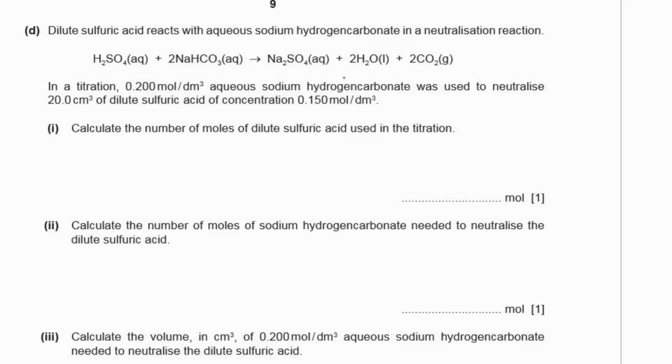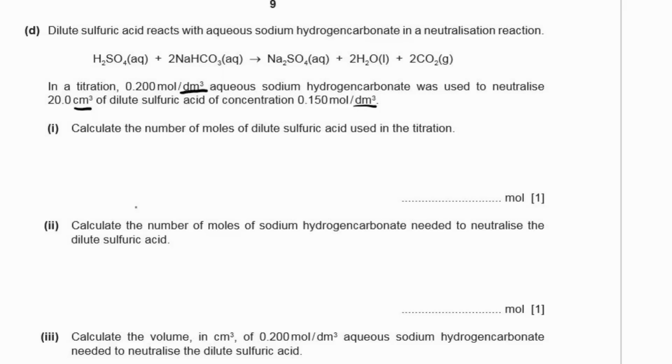Now, if you look at this, there is a trick. You have to read the question carefully. I know you don't have much time, but look at this. It says moles per decimeter cubed, and then it's to neutralize 20.0 centimeters cubed. And here again, it's decimeters cubed. That means you have to be very careful when you're doing your calculations that you convert to the correct units. You need to be working with the same volume, whether it's centimeters cubed or decimeters cubed.